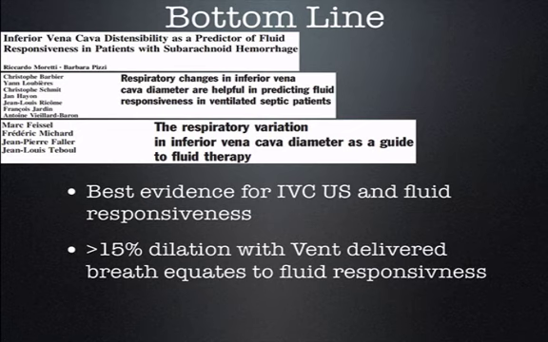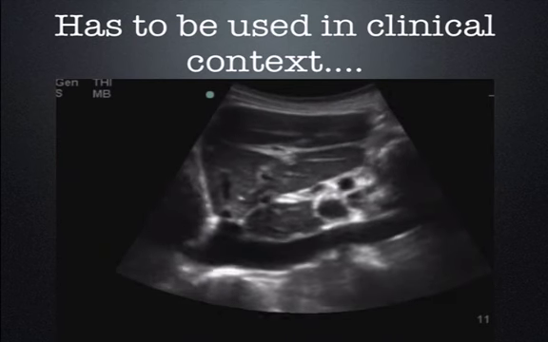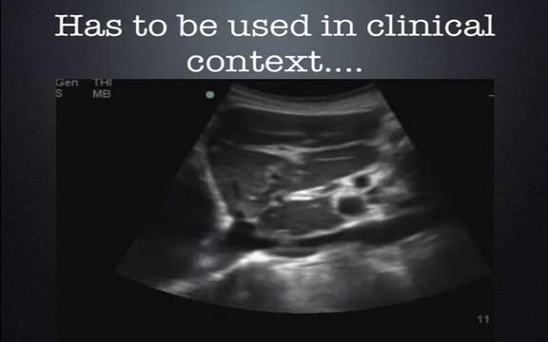They also, in all three studies, used tidal volumes that were a little bit higher than what we use today. We usually use tidal volumes around 6 cc's per kg. In these studies, they were trending towards more 10 cc's per kg. Nonetheless, each of them found around 15% dilation with a delivered breath with a ventilator correlated quite well with fluid responsiveness. And 15% increase in the Cava index is a very widely accepted threshold for fluid responsiveness in the mechanically ventilated patient.